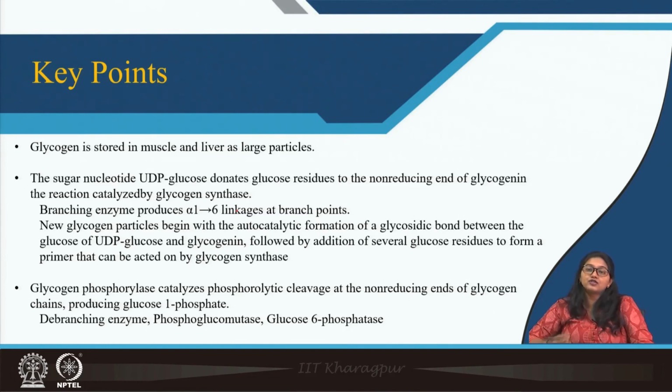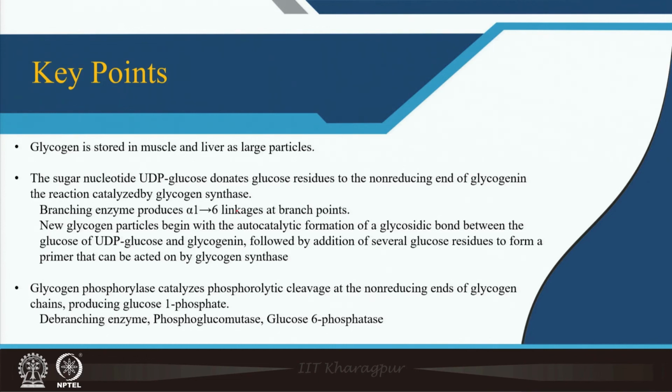So, these are the key points we have learned from this session: glycogen is stored in muscle and liver as large glycogen granules. Sugar nucleotide UDP glucose donates glucose residues to the non-reducing end of glycogenin. Glycogenin is a protein on which glycogen is formed. That chain is extended with the help of glycogen synthase, which forms alpha 1,4 glycosidic bonds. Then branching is done by branching enzyme, which forms alpha 1,6 glycosidic bonds.